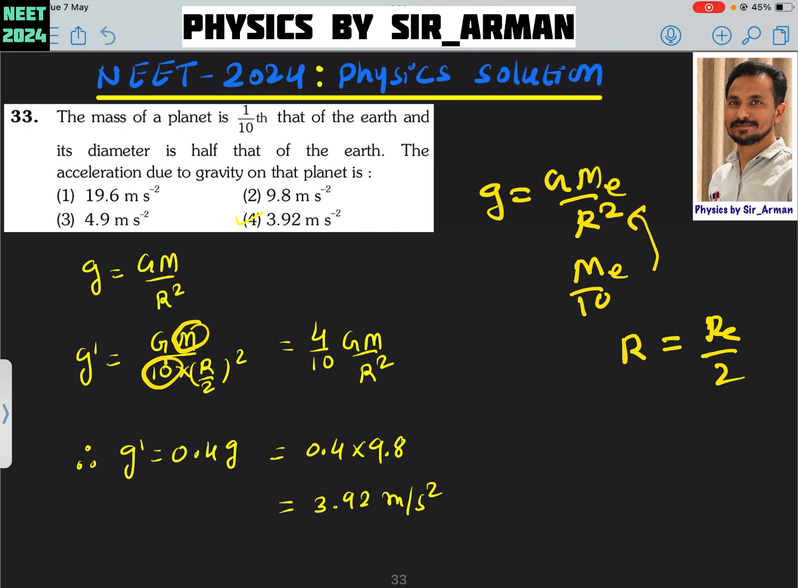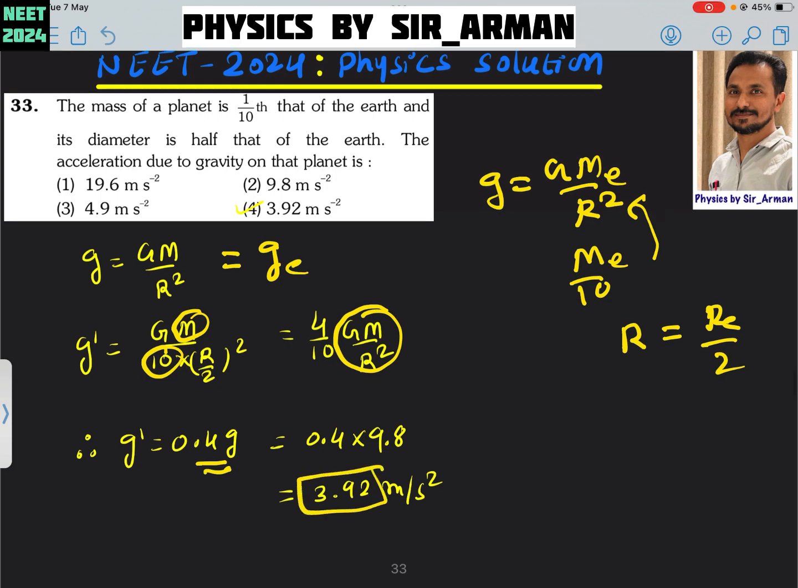Now 2 square is 4, so 4 will go up, and GM by R square is nothing but the acceleration due to gravity of earth. So it is 4/10 of the acceleration due to gravity. So it is 0.4 into g, which is nearly equal to 3.92 meter per second square.